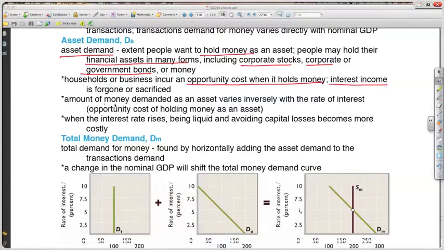And our amount of money demanded as an asset is going to have an inverse relationship with the rate of interest. Because the rate of interest is what you could be getting if you loaned it instead of held it. So when the interest rate rises, being liquid and holding money as an asset becomes more costly. Because remember, there's this inverse relationship between the rate of interest and the amount of money demanded as an asset.